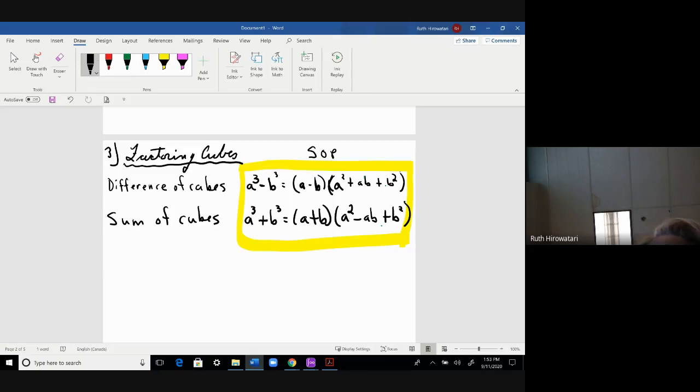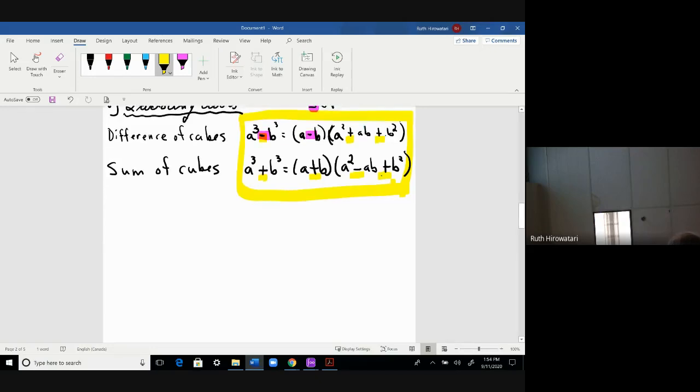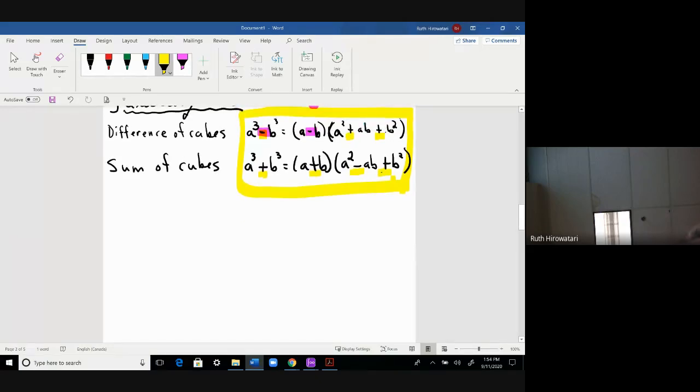For a difference of cubes, the signs are the same. Then in the brackets, the first sign is negative, the sign is the opposite, so it's positive, and the last one is always positive. For a sum, the sign is the same, the sign is the opposite, the sign is positive. So there's your pattern for factoring. Let's do an example.